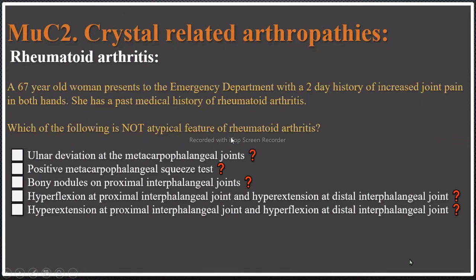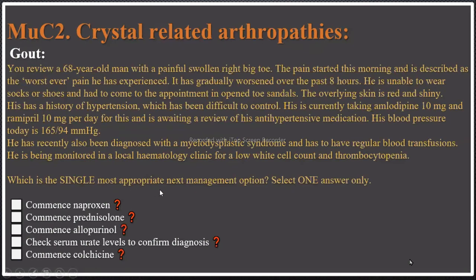Not a typical feature of rheumatoid arthritis: bony nodules. Single most appropriate next management option. Prednisolone. Okay, excellent. Why? Diagnosed with myelodysplastic syndrome. So colchicine is contraindicated, because it will affect the bone marrow, causing neutropenia and thrombocytopenia.